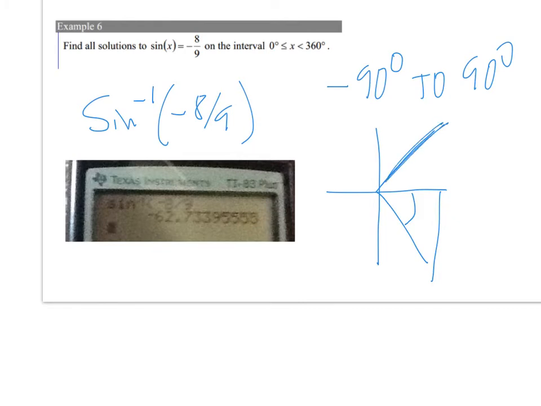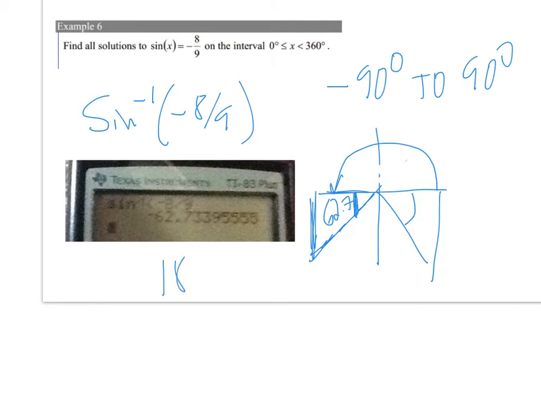The only other place that the sine can be equal to negative 8/9 will be over here, because that's where the sine's negative. That's why we were doing those problems earlier, to find another angle whose sine is equal to the sine of an angle. So that's the other solution. Well, if this is also 62.7 degrees, we're going to add 180 degrees to that.